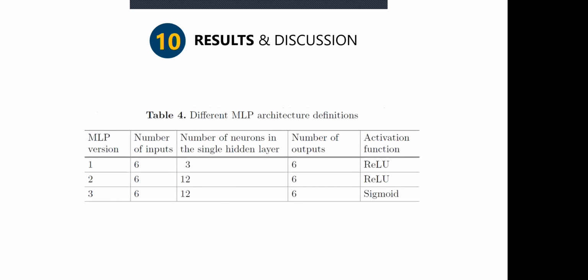And next, we look at the different MLP architectures to hybridize with the TSM model. The 3 different MLP architecture definitions are given in table 4. The number of input and output neurons corresponds to the number of classes of the dataset. The MLP version 1 has 3 neurons in the hidden layer, while the MLP version 2 and 3 have 12 neurons in the hidden layer, which is twice the number of neurons that exist in the input and output layers. The version 2 and 3 differ by the activation function that was employed.